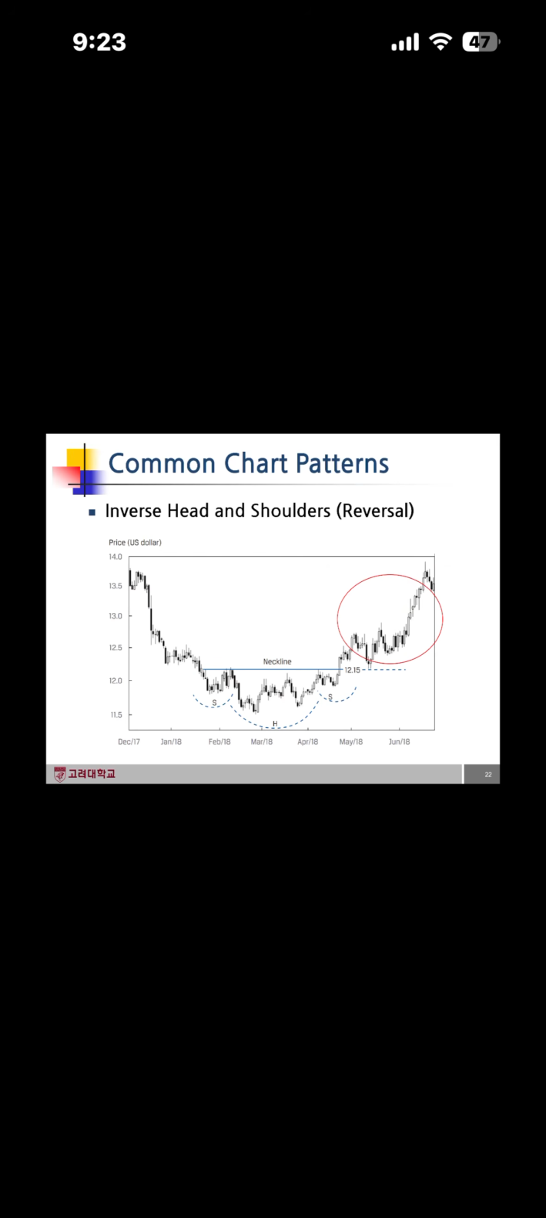This slide shows the inverse head and shoulders pattern. This is also a reversal pattern, which is essentially the opposite of the head and shoulders pattern. So, opposite.